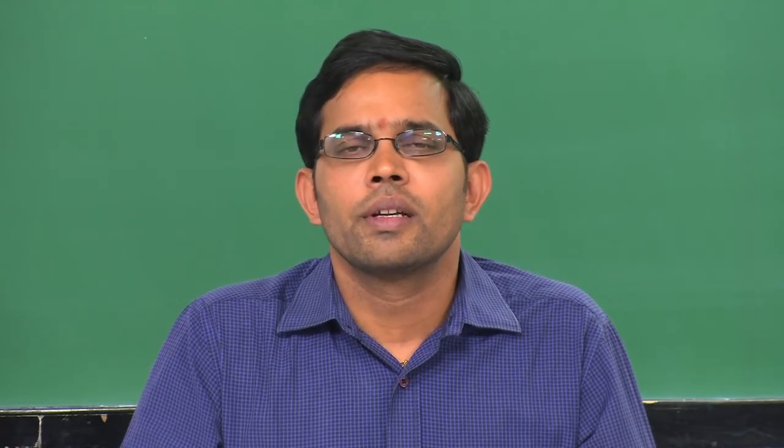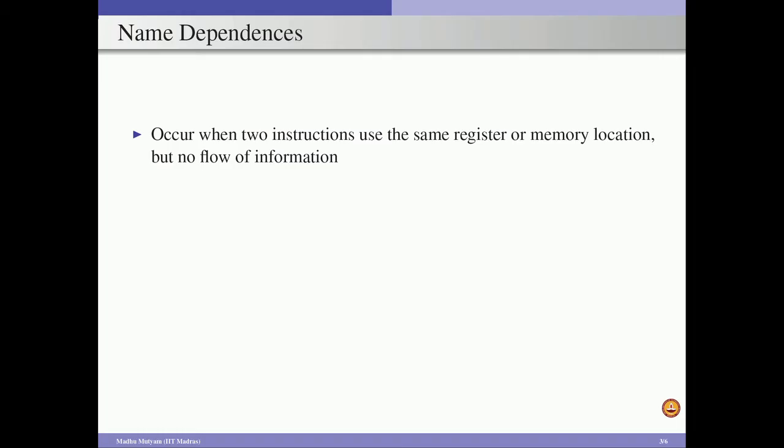So, here in these two instructions, because in one instruction R1 is the destination register, and in the other instruction R1 is a source register, we can easily identify the dependencies, and as a result we can detect the data dependencies easily. After data dependencies, we have the name dependencies. Name dependencies occur when two instructions use the same register or memory location, but there is no flow of information. To clarify this point, we will consider an example.